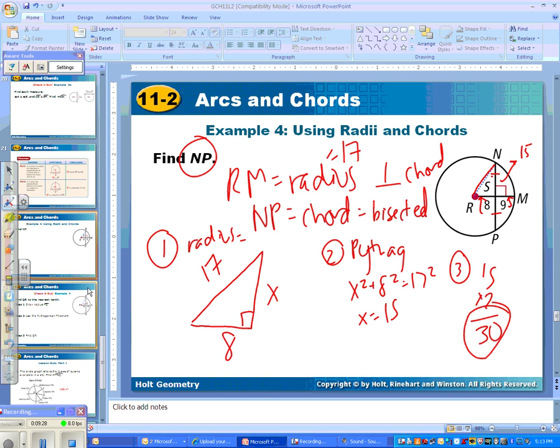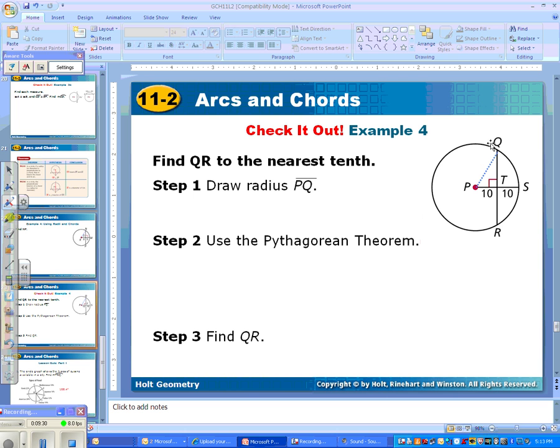The last thing you're going to do tonight is title this number 5. I wrote out all the steps for you. Draw the radius, use Pythagorean's theorem, find QR. This will be the last one on your quiz tomorrow. That could be on your quiz tomorrow.